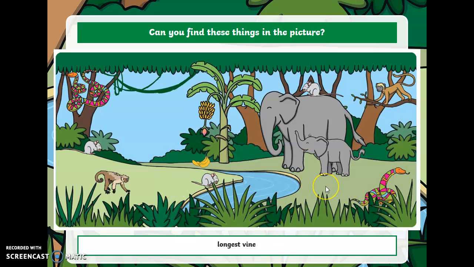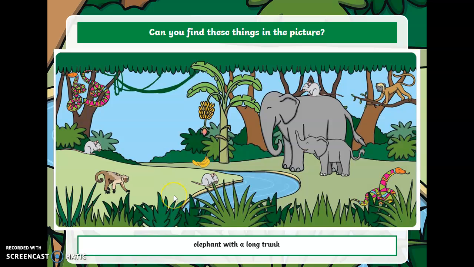Can you find the longest vine? So these here are the vines, what the monkeys swing on. Can you find the longest one? So we've got one here, we've got two here, we've got one there, and we've got this one here. Which one is the longest? Well done, boys and girls. This one here is the longest vine. So the monkeys would have lots of fun swinging on that one.